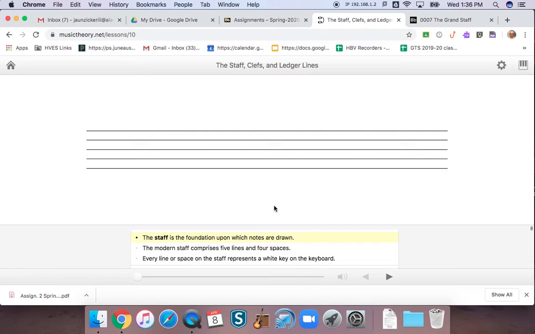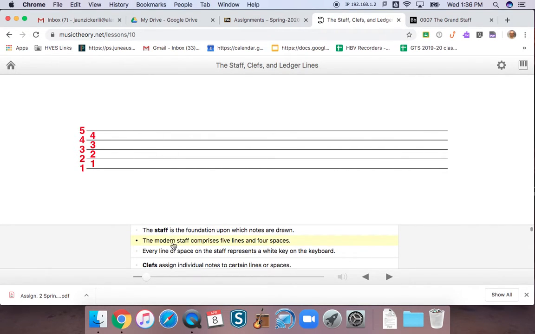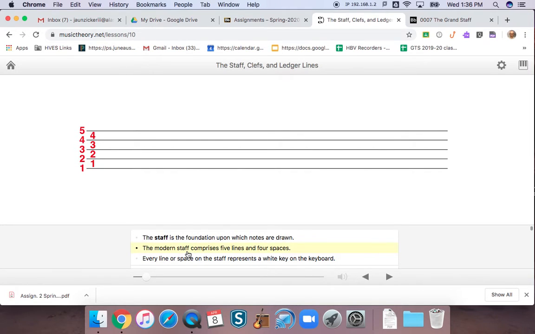And then if I push the down arrow or click on the next line, it starts to interact. So we just click on each one of these sentences. The modern staff comprises 5 lines and 4 spaces. And this is what I really make sure students understand, that they can differentiate between the lines. Where are the lines? There's 5 lines and there's 4 spaces, but each space is between the lines.